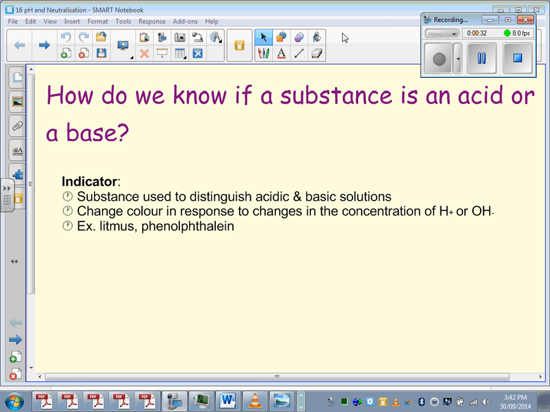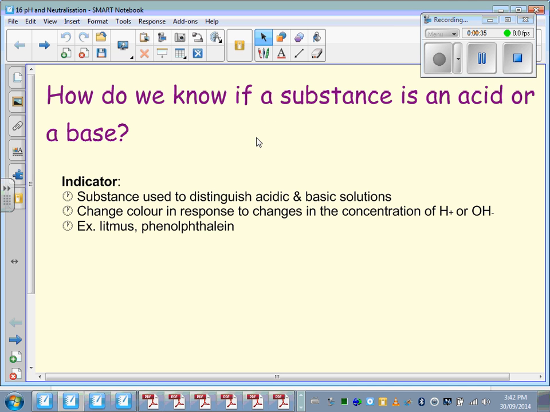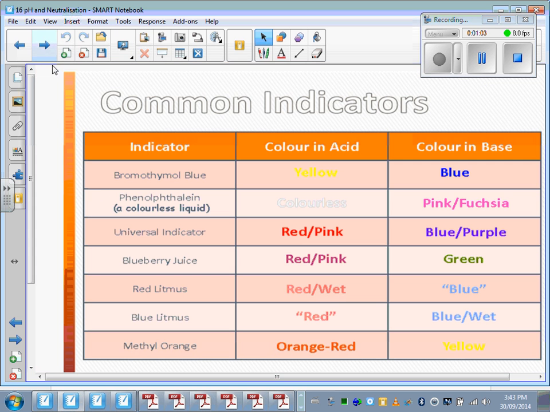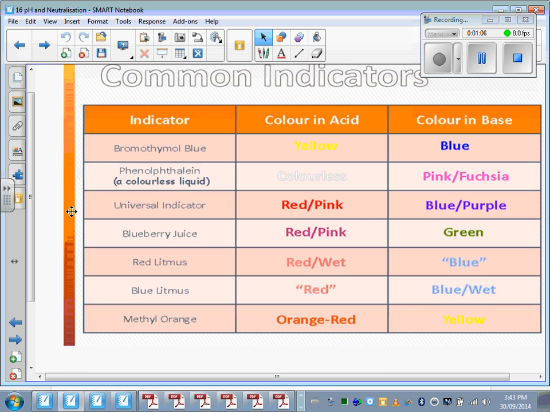So the first question is, how do we know if a substance is an acid or a base? Well, we can follow these general rules. We use what's called an indicator. Now, we talked about what an indicator was in class today, and it's used to distinguish acid and base solutions. An indicator will change color in response to changes in either the acid or base concentration, and by reading a chart, you will know whether it is an acid or a base. So what type of indicators are we referring to? Well, some common indicators are listed on the left-hand side.